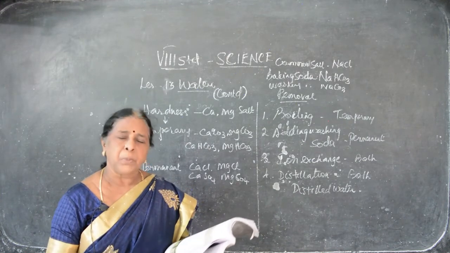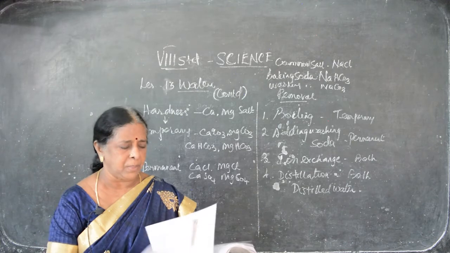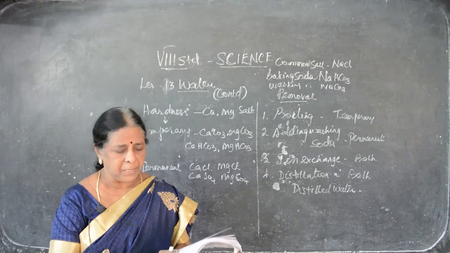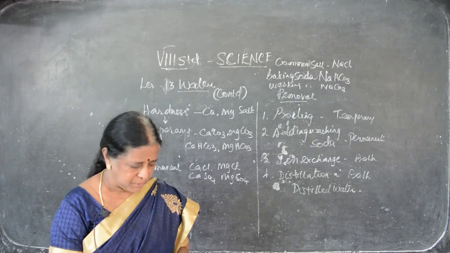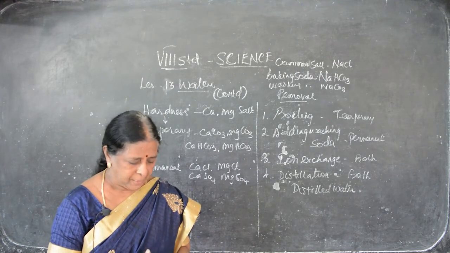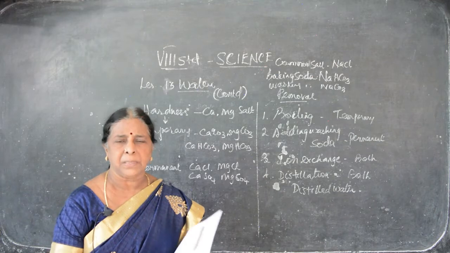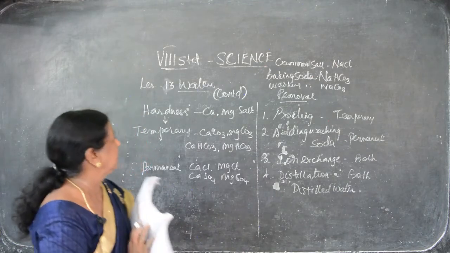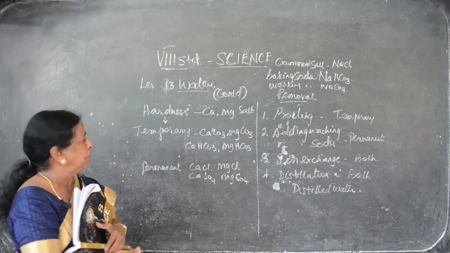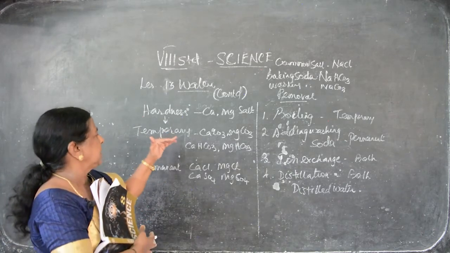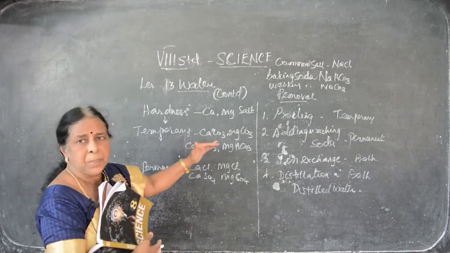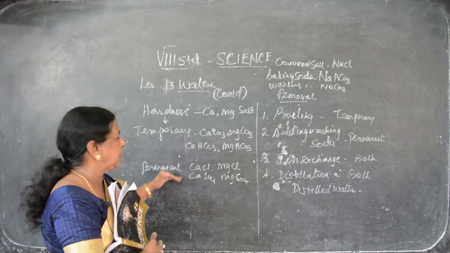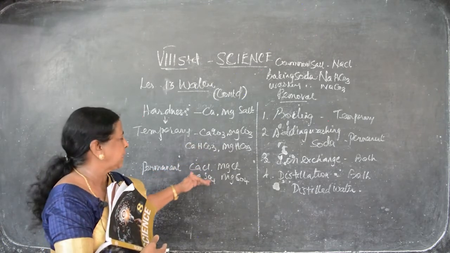And then how to get purified water? We have seen the ways to purify: sedimentation, filtration, sterilization and chlorination in between. Then this water has some salts that cause hardness of water. The salts are calcium and magnesium. Temporary hardness is caused by calcium carbonate, magnesium carbonate, calcium bicarbonate and magnesium bicarbonate. Permanent hardness is caused by chlorides and sulfates of calcium and magnesium.